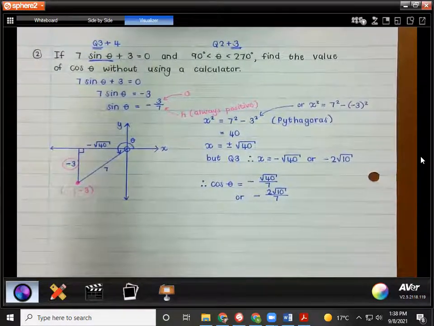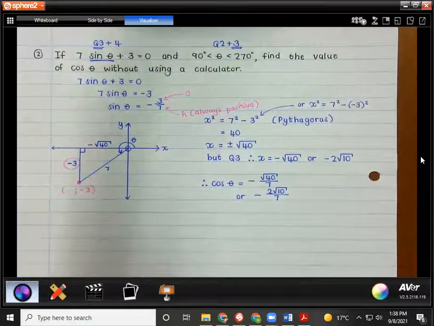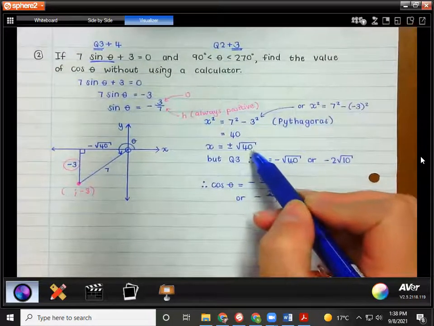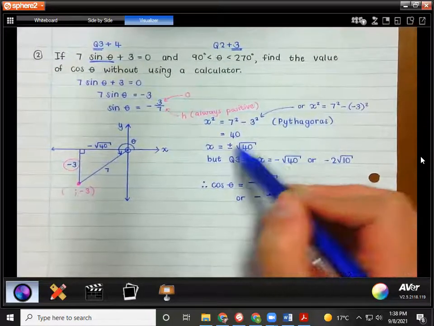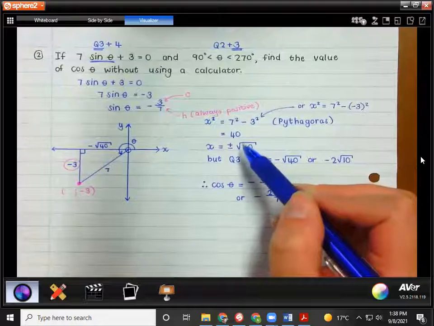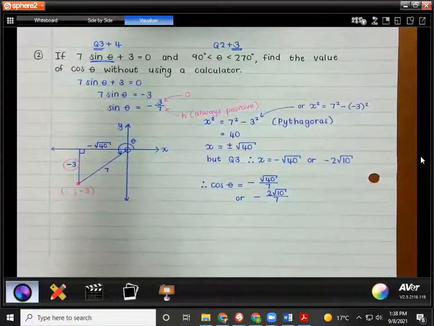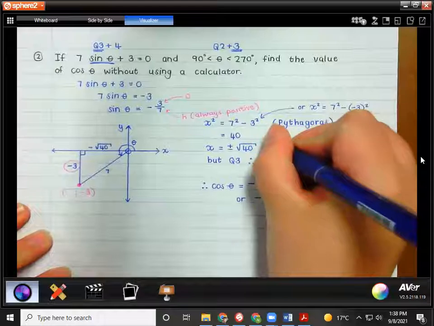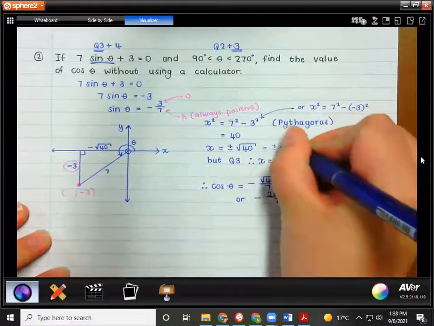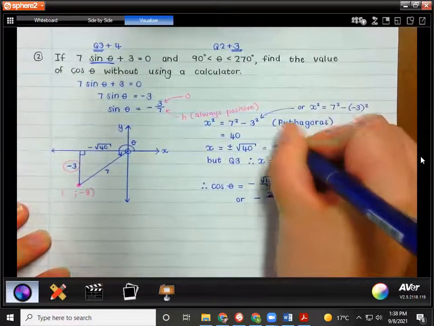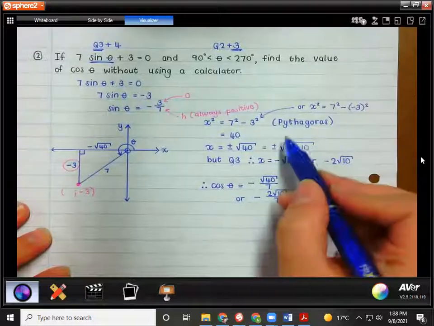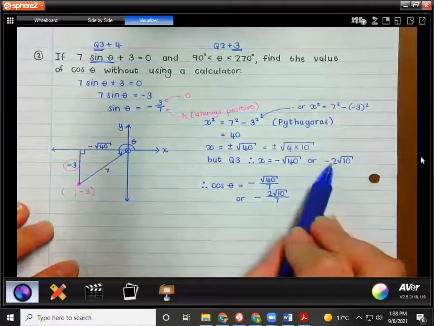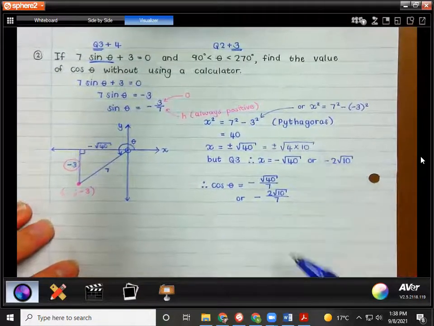How would you reduce this again? Can anyone remember? You would rewrite 40 as the product of two numbers, one that has a square root. So you would do this, plus or minus the square root of 4 times 10. And what is the square root of 4? 2. And 10 doesn't have a square root, so that's why it's staying in there.